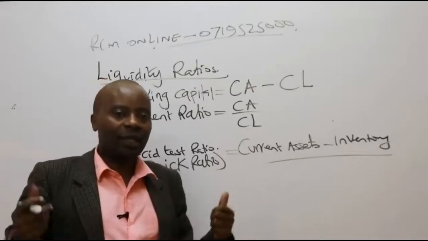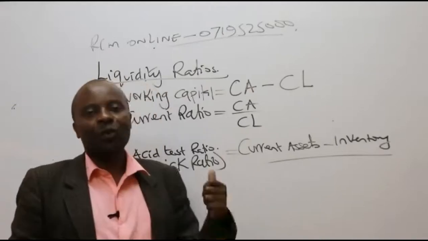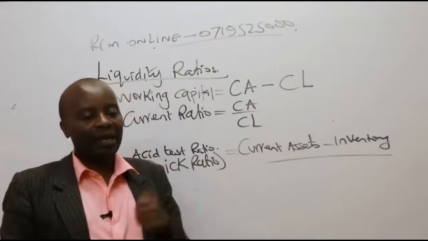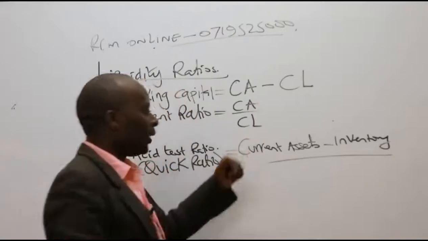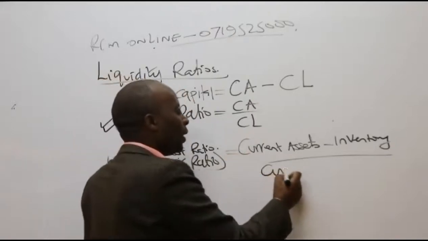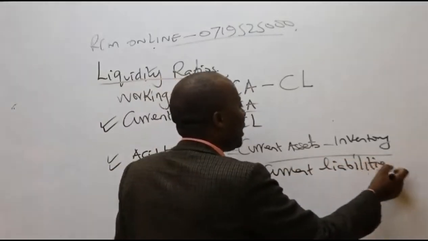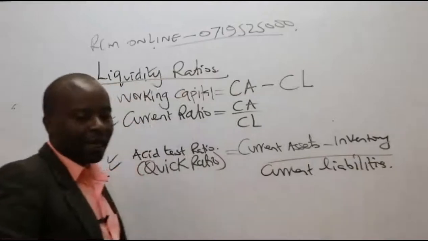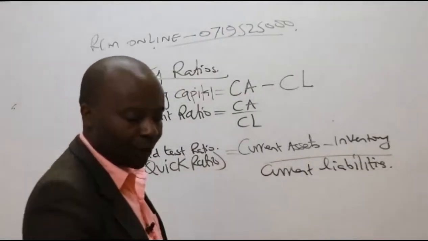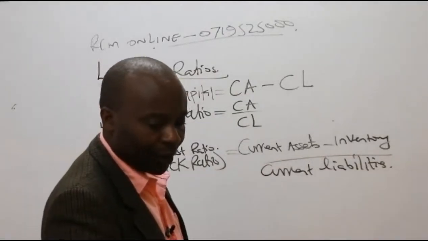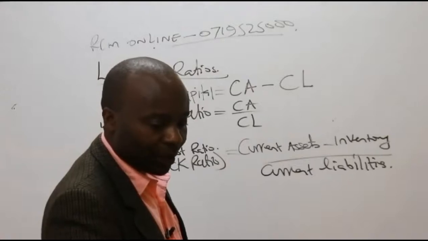Closing inventory has to be subtracted from the current assets for us to remain with liquid assets. Those assets that just by a touch of a button, we can easily get what here? Money out of them. All over the denominator remains. All over the current liabilities.